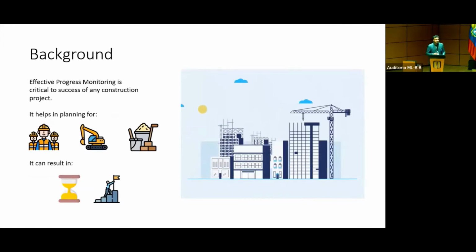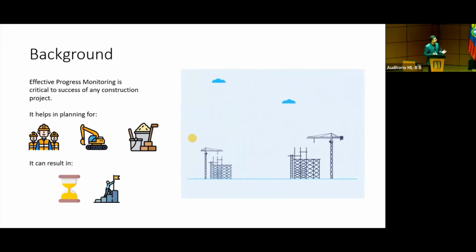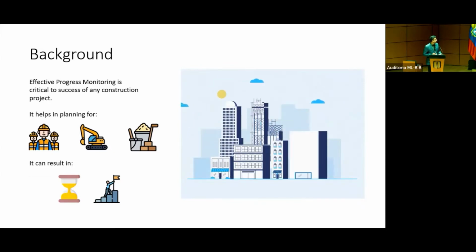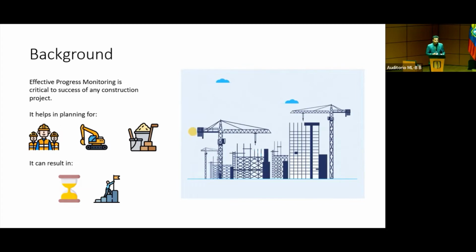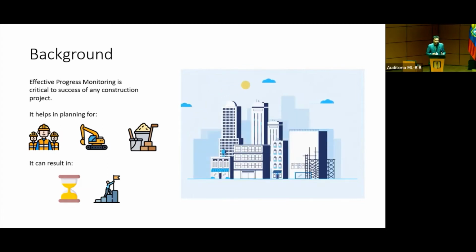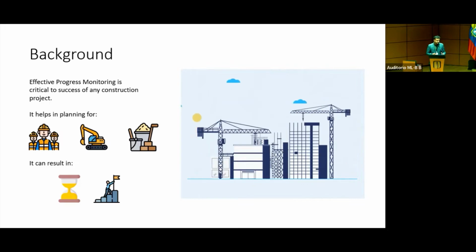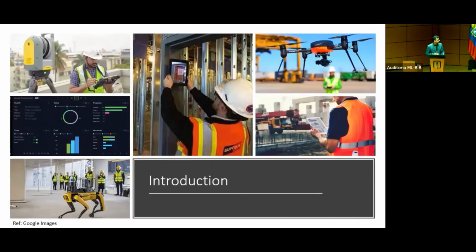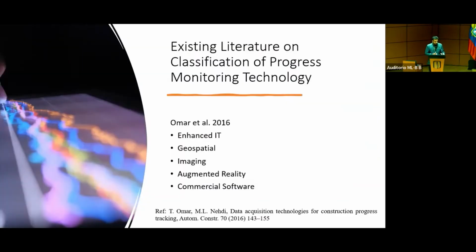As we all know, progress monitoring is very important for any construction project. It helps in planning for manpower, machinery, and materials, and by effective progress monitoring we can save time as well as cost. We have a lot of progress monitoring technologies, as you can see in this picture, but they have not been classified. The last time they were classified was by Kumar in 2016, who classified these technologies into 5 domains: enhanced IT, geospatial, imaging and AR, and commercial software. This was the last classification available.